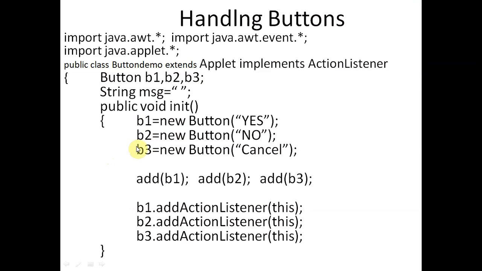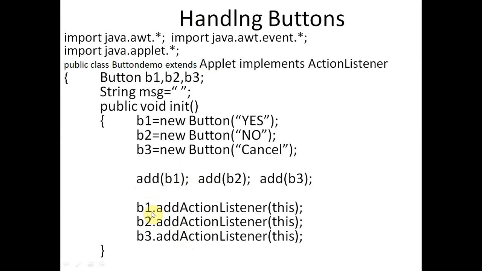b1 equals new Button yes, b2 equals new Button no, and b3 equals new Button cancel. So we have three buttons: yes, no, and cancel. Now we add the three buttons: add b1, add b2, add b3. Where will we add these buttons? We add them on the applet, because this ButtonDemo class extends Applet. So simply writing add b1, by default it is added on the applet.